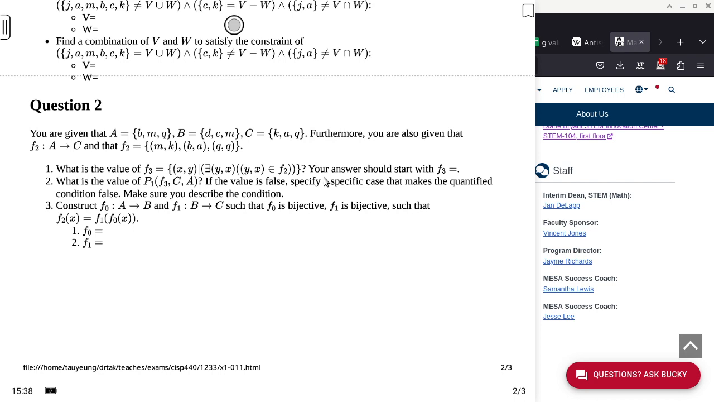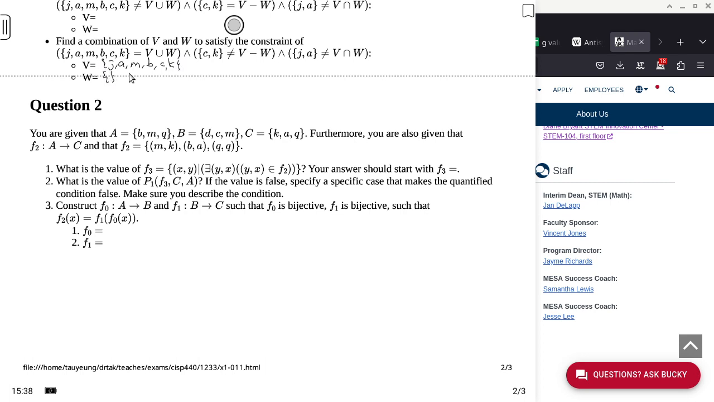So we're working on the last one, which is this one here. Find the combination again, and this time we want the union to be the same. The difference cannot be just C and K, and then the intersection cannot be JA. That's a super easy one. Just put everything in V and nothing in W. All right, has everybody caught the answer? Okay, I'll just write it out. So this is JAMBCK, and that's nothing right there.